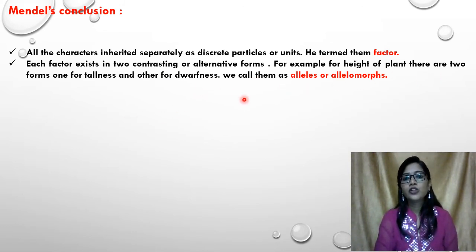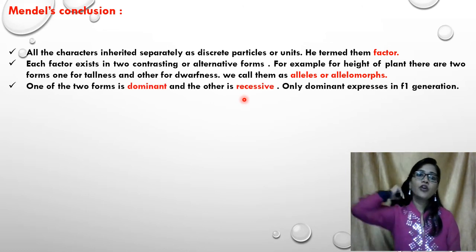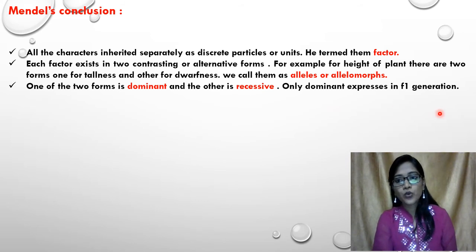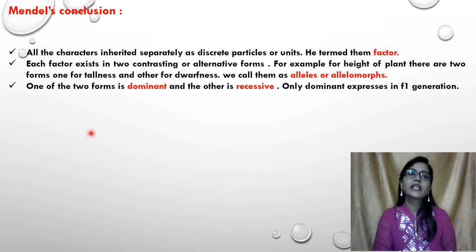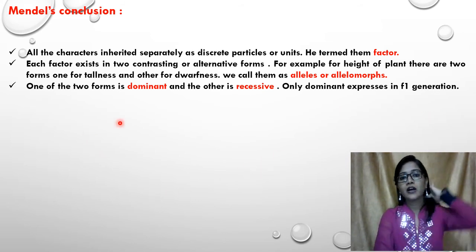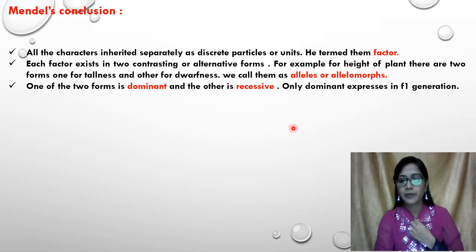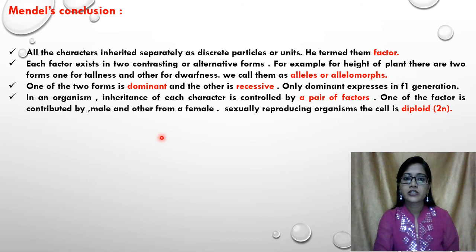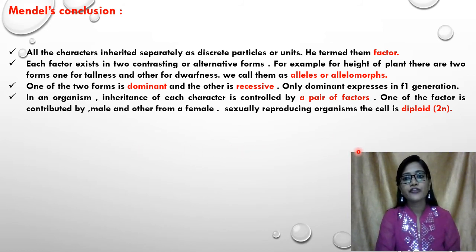alleles or allelomorphs. One of the 2 forms is dominant and the other is recessive. Only dominant expresses in F1 generation, and the recessive character gets suppressed in the F1 generation. In an organism, inheritance of each character is controlled by a pair of factors. One of the factors is contributed by male, other from a female.